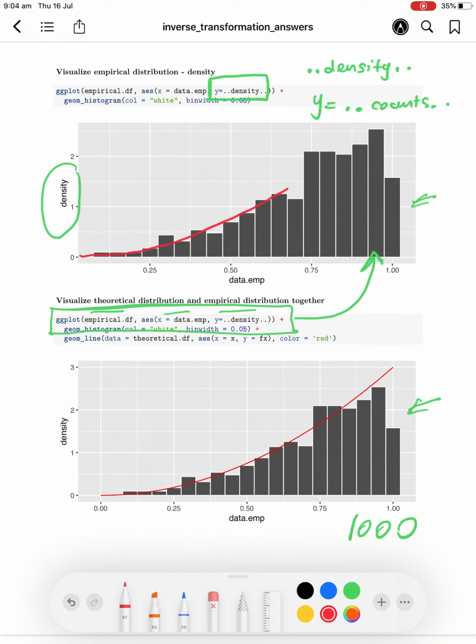Now I want to add another layer on top of this graph, another geometric layer. So I use geom_line, and the data corresponding to this new line is inside the theoretical df. Inside this geometric layer, we have to define another data set, theoretical df x and the corresponding fx value. Then you can see the empirical distribution as well as the theoretical distribution.